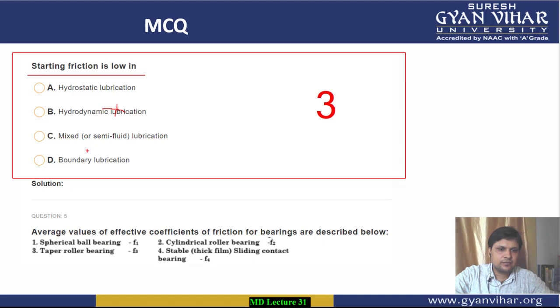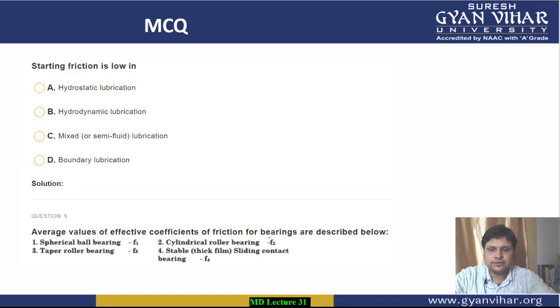Then after, second one will be mixed lubrication. No. Boundary lubrication, no. In the case of hydrostatic lubrication, the plus point is that you have low value of starting friction because there is always lubrication between the surfaces. So A is the correct option.